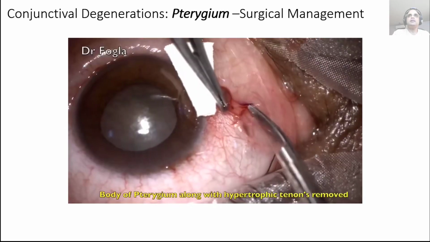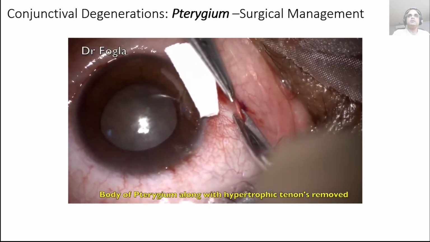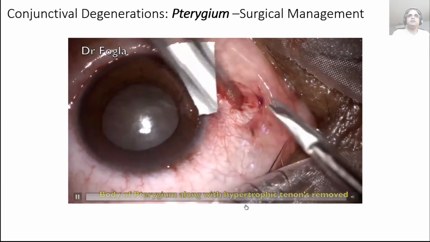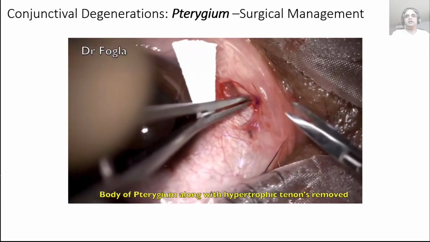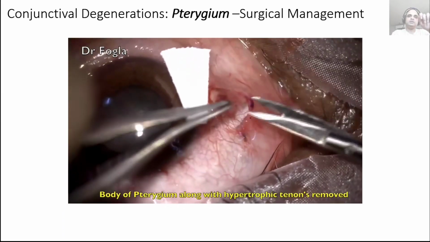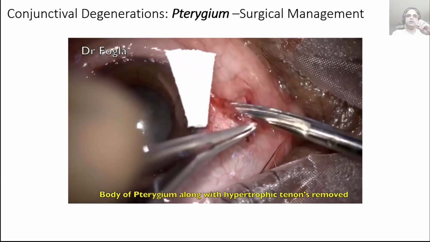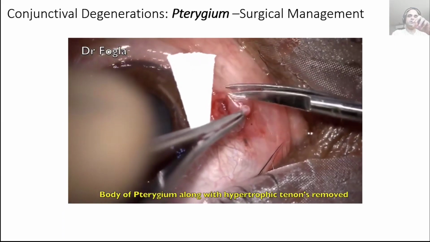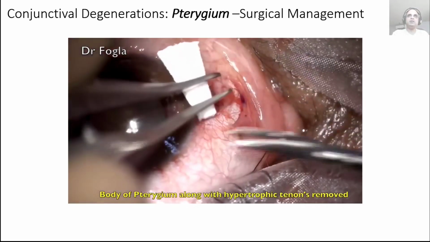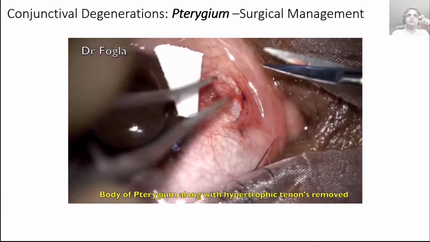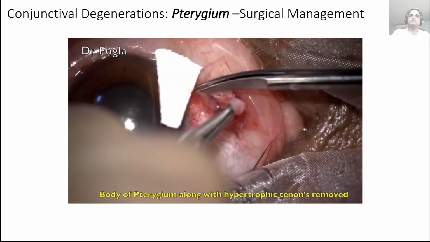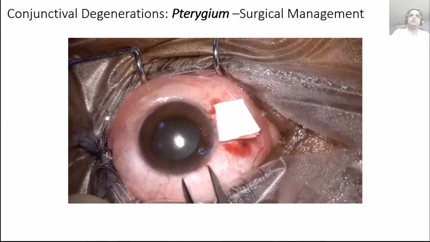So now once the head is removed, we are going to cut the body away from the conjunctiva, and the tenon is the layer that's right below the conjunctiva. So both tenon and conjunctiva sort of stuck to one another where the pterygium forms. So when we are cutting the body away, we are also cutting a bit of the tenon together with the conjunctiva. So the body is now gone.